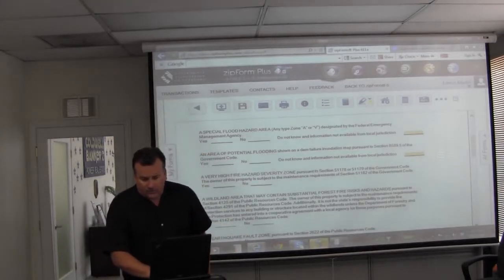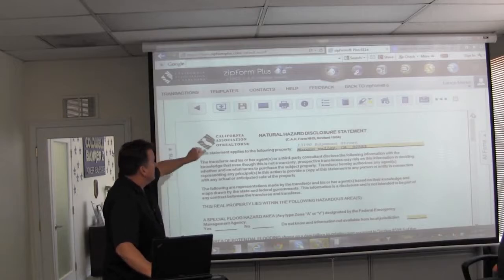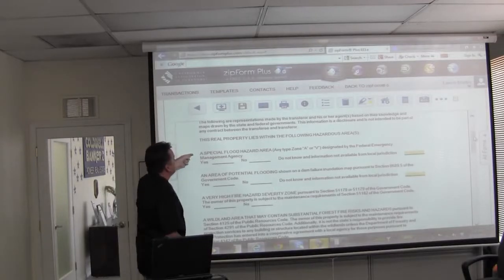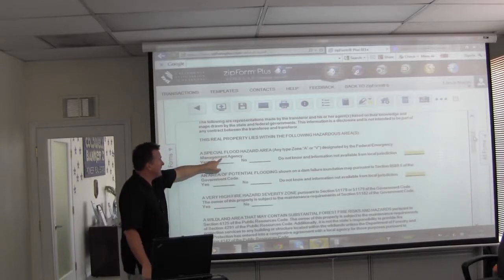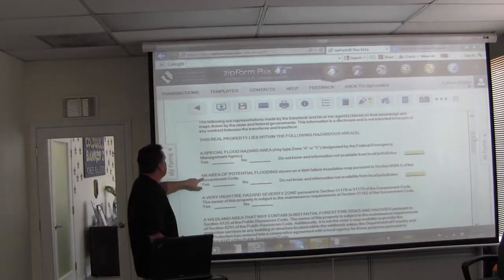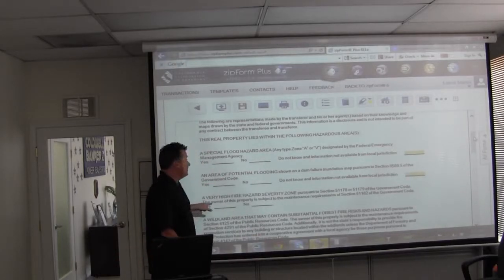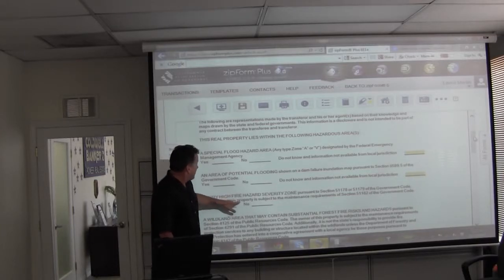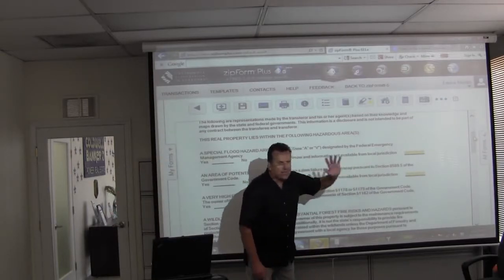So, just for training purposes, this is exactly what the title says. We are disclosing known natural hazards, and basically what we need to disclose are special flood hazard area. That is a legal description. That isn't something we just came up with. Type, zone A or B. Okay? An area of potential flooding. That is a legal word. Yes or no. A very high fire hazard severity zone. That is a legal term, as defined pursuant to section yada yada yada of the Government Code.